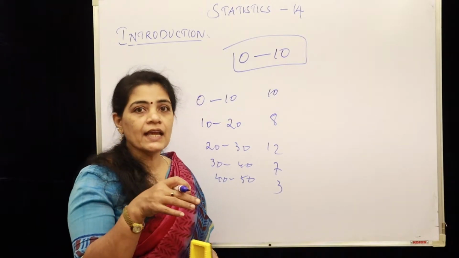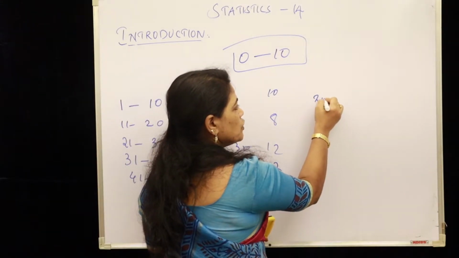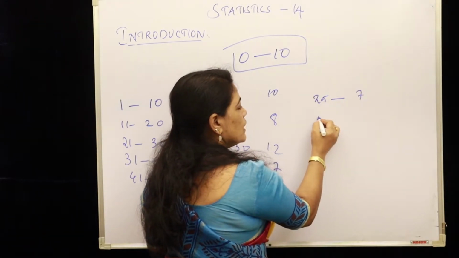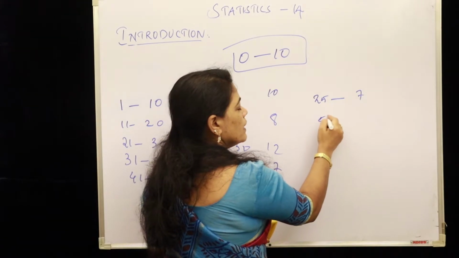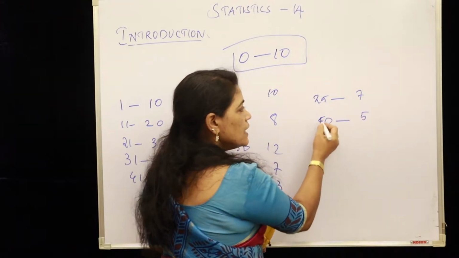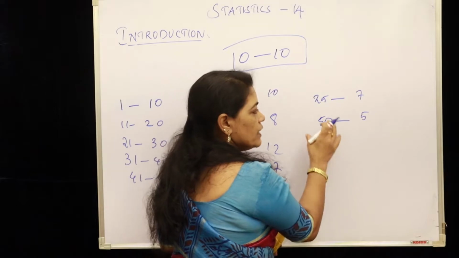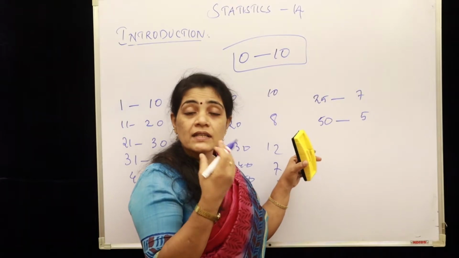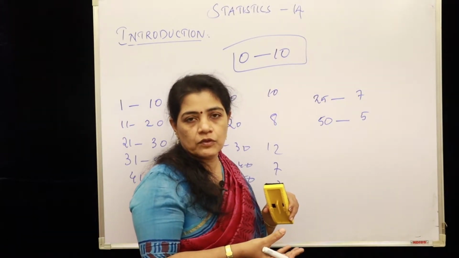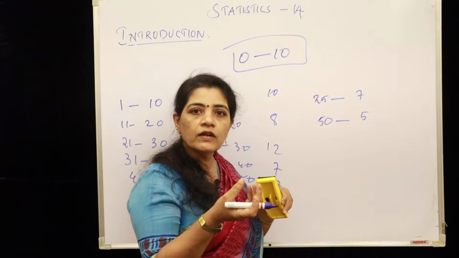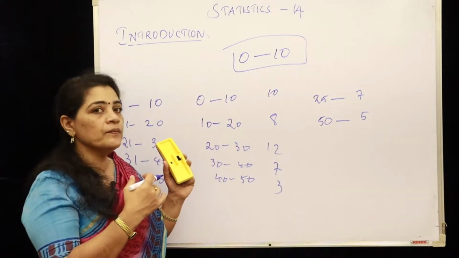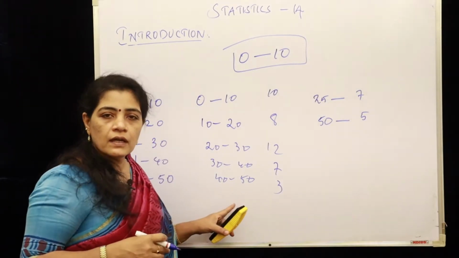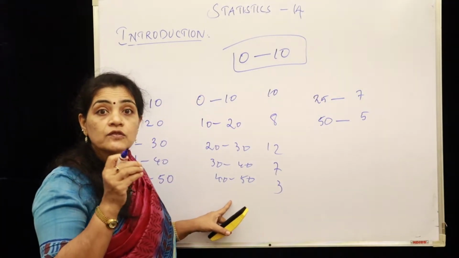Okay, in the second case, there are 25 marks scored by 7 students, then 50 marks scored by 5 students. Likewise, see here in this data you can see frequency and observations, and this is what we call a discrete frequency distribution. If the data are converted into different class intervals, then it becomes a grouped frequency distribution. And particularly in this, this is what we call a continuous frequency distribution.